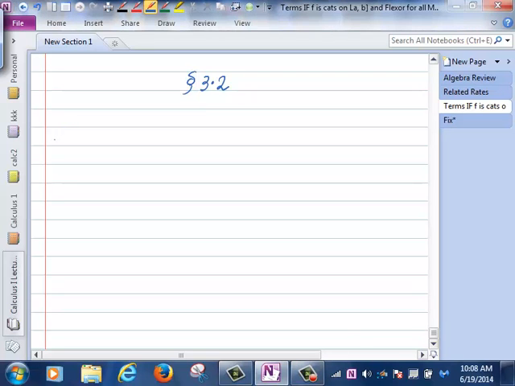Okay, 3.2, number 9. You're given a function f of x, which is 2x squared minus 3x plus 1, on the interval from 0 to 2.